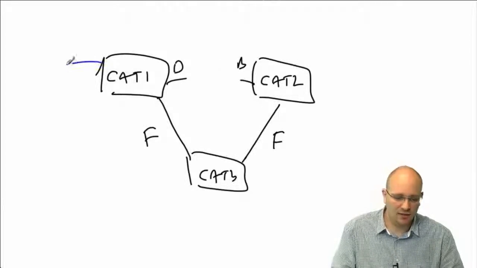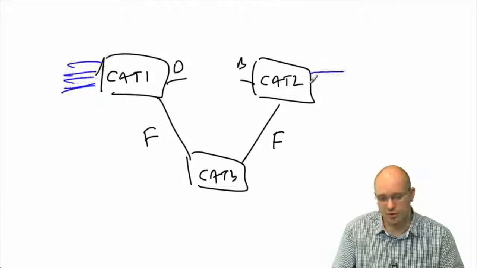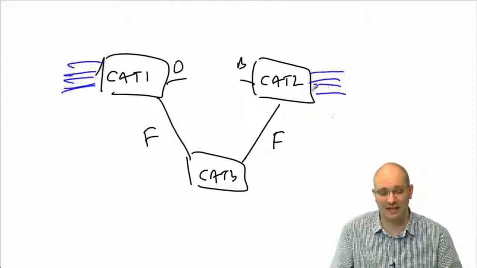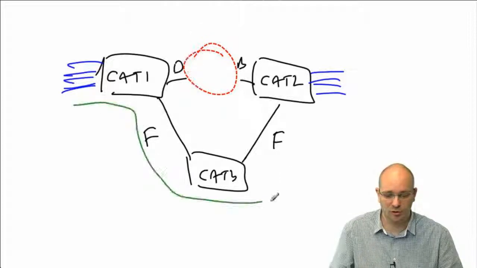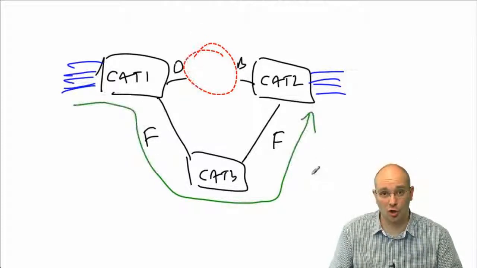And given the fact that the vast majority of hosts are sitting behind Cat1 and Cat2, we can no longer use the high-speed link between them, and instead we actually need to send the traffic over the slow links between Cat1, Cat3, and Cat3 and Cat2.